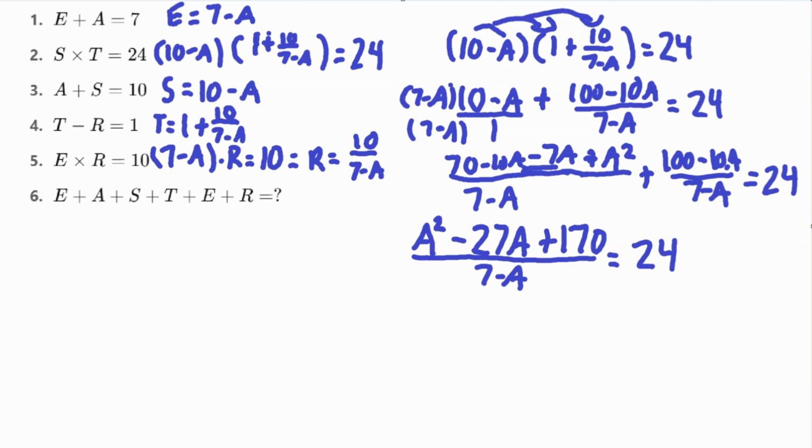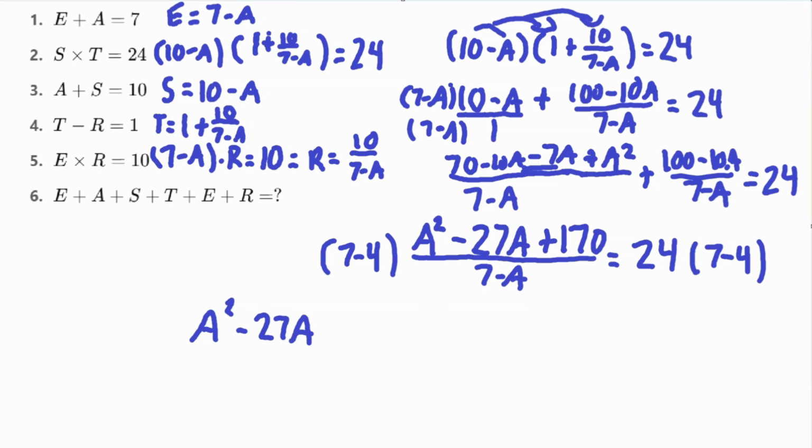So now let's try to get rid of the denominator, right? So how do we get rid of the denominator? Well, you need to multiply by 7 minus a. But whatever you do to one side, you need to do to the other side. So multiply both sides by 7 minus a, we get that a squared minus 27a plus 170 is equal to... Sorry, I don't know why I said 7 minus 4, it should be 7 minus a. Excuse me about that. We multiply both sides by 7 minus a.